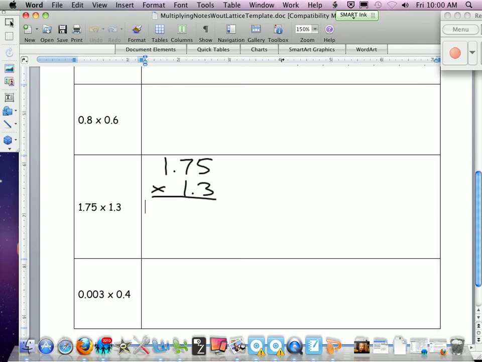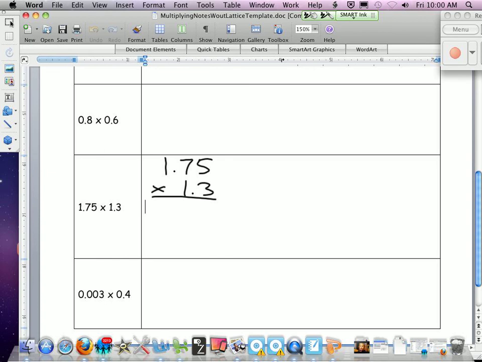So I'm just going to line it up as if it's 175 times 13. Set it up as if you are multiplying 175 times 13, but you do want to put that decimal point there so that you don't forget about it. Once you set it up, you ignore the decimal point. So what do we get when we do 3 times 5? We're going to go step by step through this multiplication.